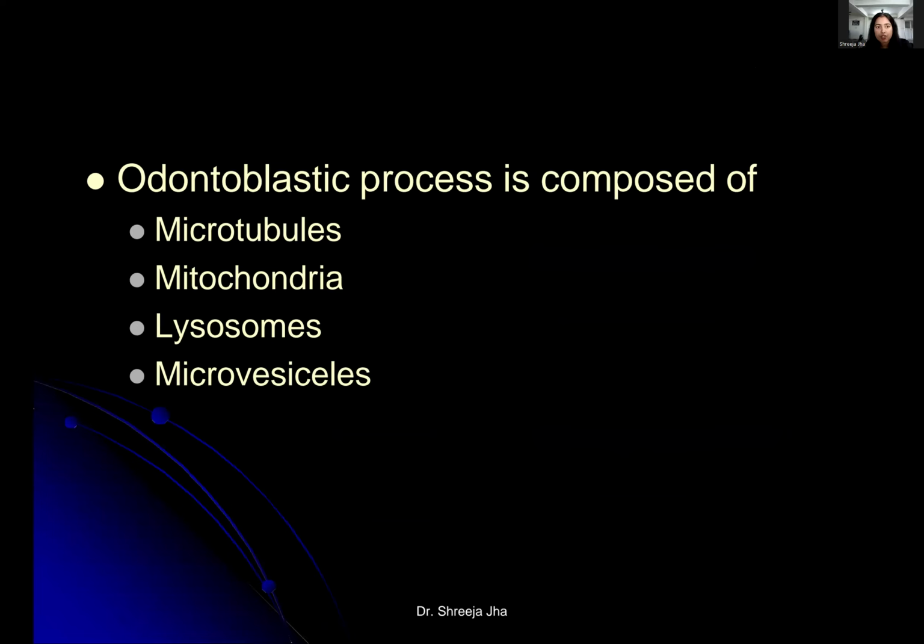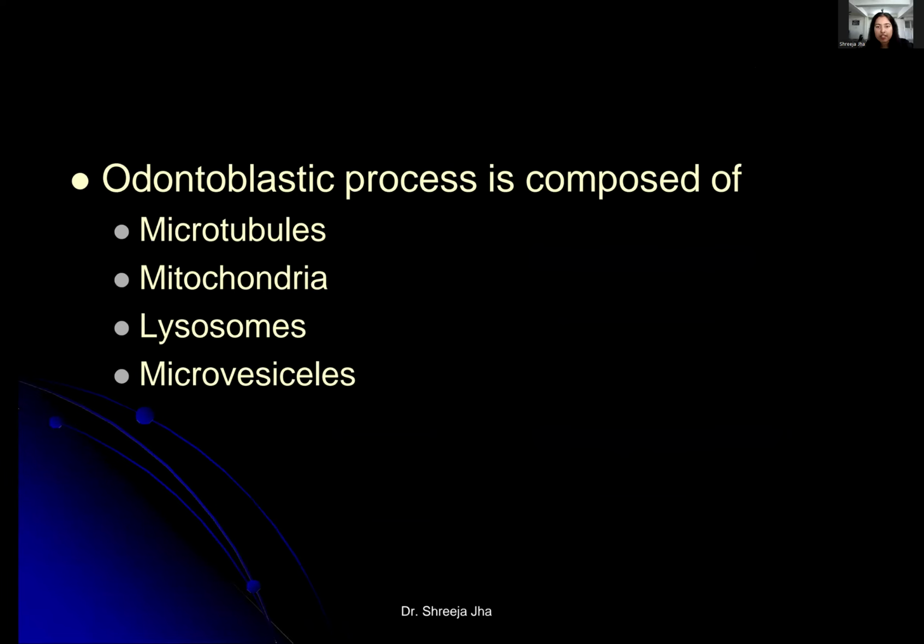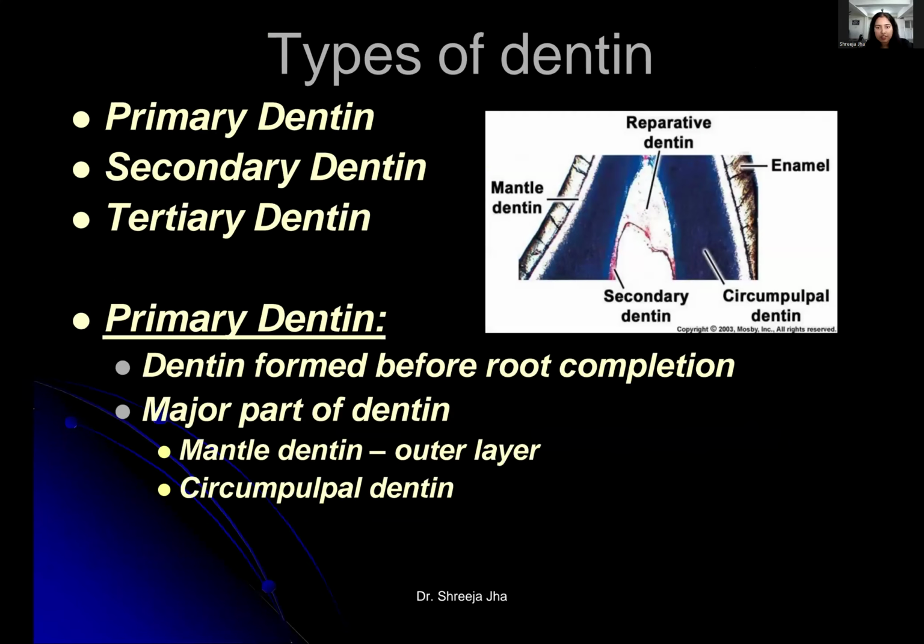What are the types of dentine? There are three types of dentine: primary, secondary, and tertiary. What is primary dentine? It is the dentine that is formed before root completion. Here in the image, you can appreciate all the dentines: the enamel structure, and after the enamel, there is dentine, in which you can see circumpulpal, secondary, mantle, and reparative dentine.